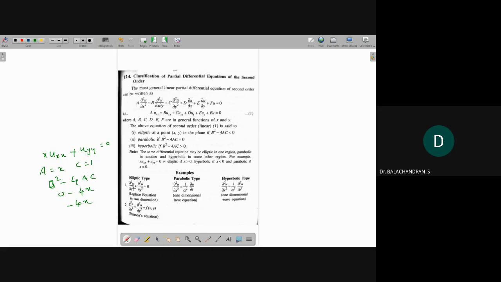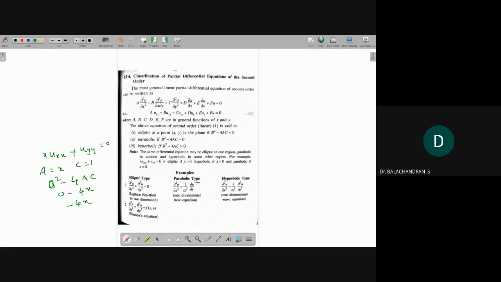You can verify that. Uxx, so A equal to 1, and C is also 1. So A is 1, C is 1, and B is 0. Naturally B square minus 4AC is minus 4, which is less than 0. So you can see that the Laplace equation is elliptic type. Similarly, the Poisson equation, dou square u by dou x square plus dou square u by dou y square equal to a function of x comma y, is also elliptic type.